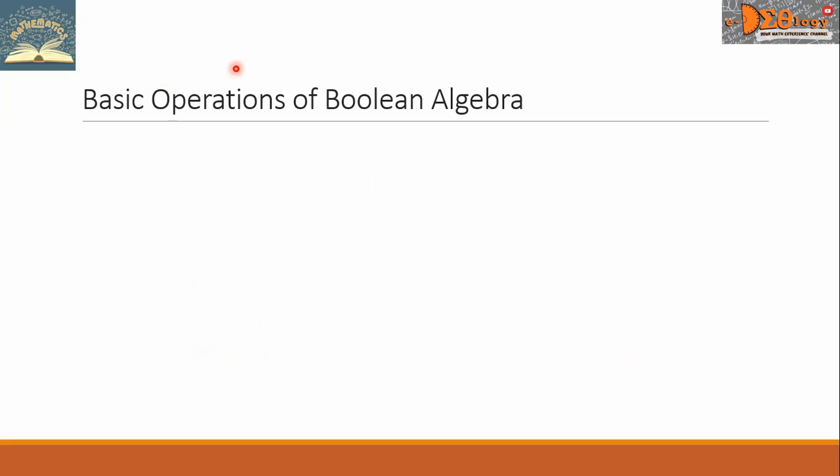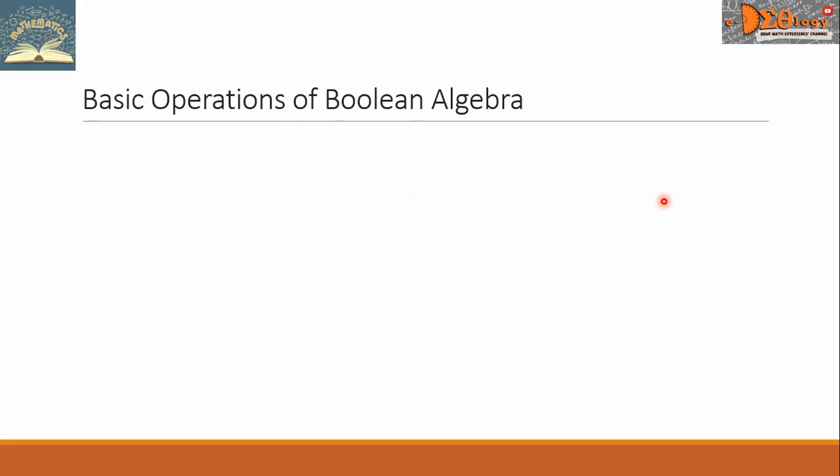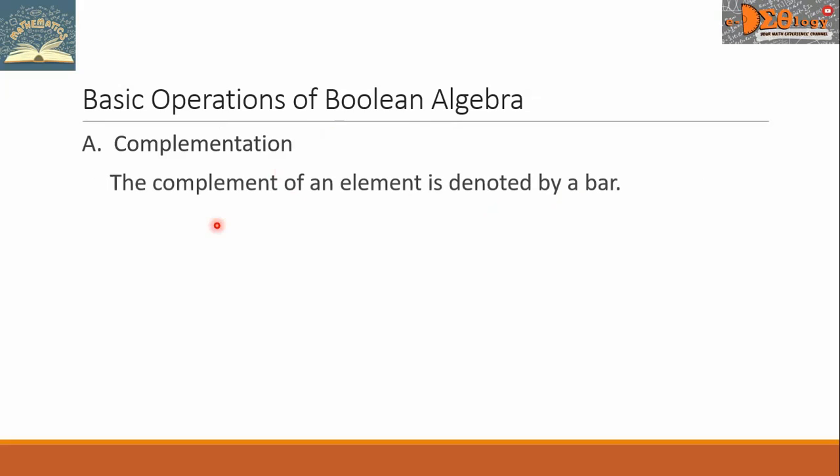Let's go now to the basic operations of Boolean algebra. The three mostly used operations in Boolean algebra are complementation, the Boolean sum, and the Boolean product. Let's begin with the complementation. The complement of an element is denoted by a bar. 0 bar equals 1, 1 bar equals 0.